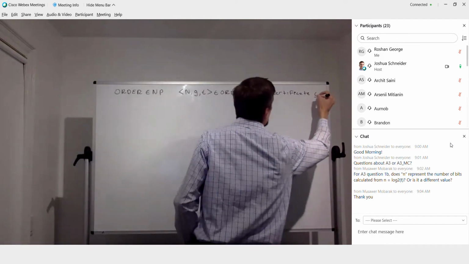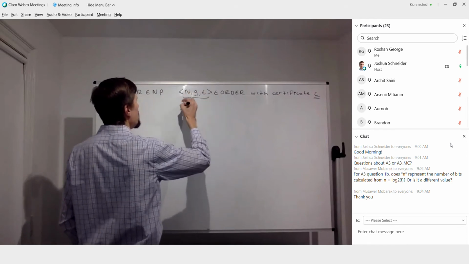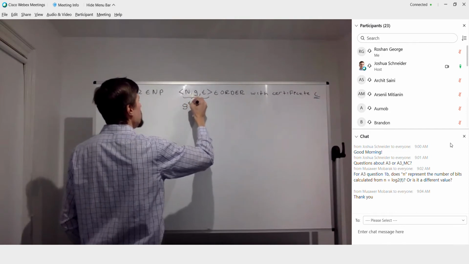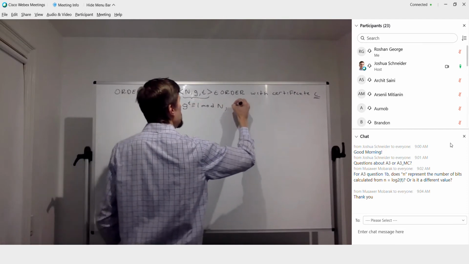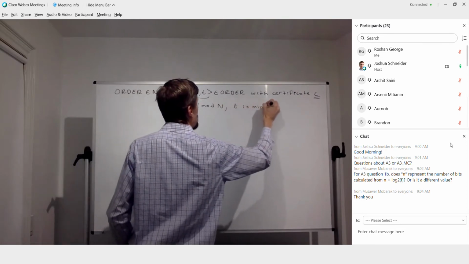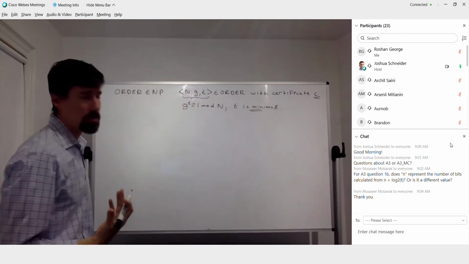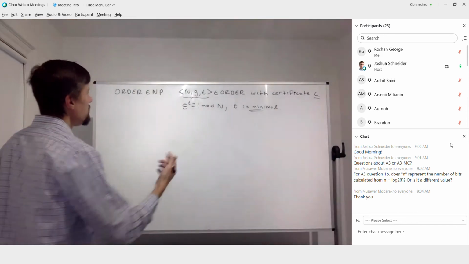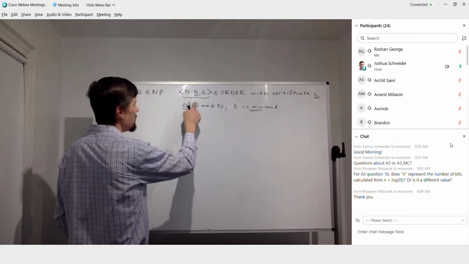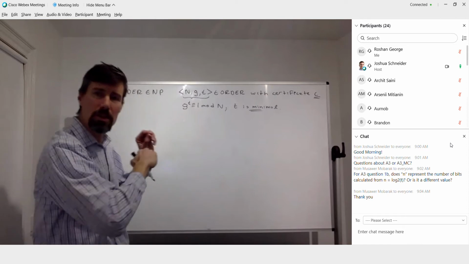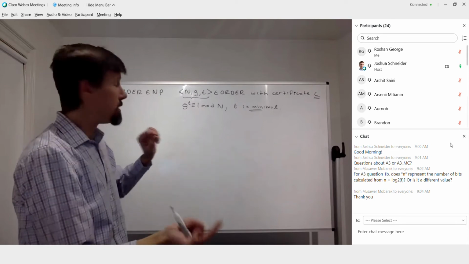Again, remember what the definition of order is. G to the T must be congruent to 1 mod N, and that T is minimal. That's the kicker. T has to be the smallest value for which that's true. So you have to commit to doing the exponentiation of g to the t and showing that it's 1 mod n, but then you have to show that for any smaller values of t it is not equal to 1 mod n.